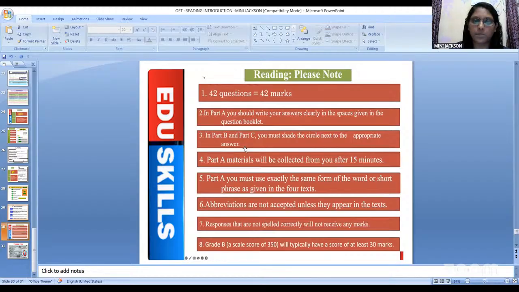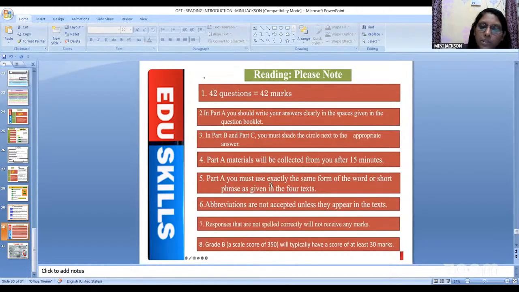It's given on the left side. You just have to shade the circle. Then Part A materials will be collected from you after 50 minutes. Even if you have completed or not completed, that is not their mistake. We didn't practice our time management. That means the problem is ours. They will collect the paper after the 50 minutes.